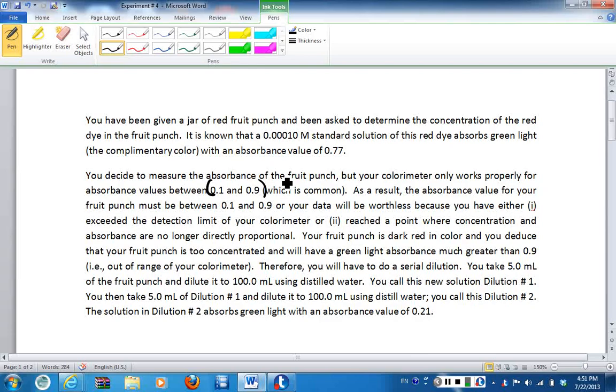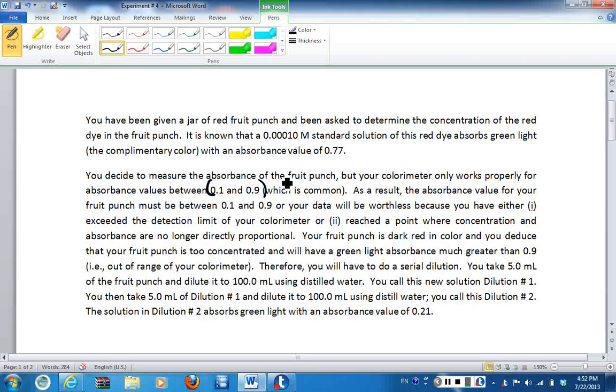In most instances, what you'll see is that your solution is going to be too concentrated. And that's exactly what's going to happen when you do experiment number 4 with the vitamin. You're going to make a vitamin solution, and it's going to be too concentrated, meaning you're going to test it in the colorimeter, and you're going to have an absorbance value higher than 0.9. So, as a result, you know that you can't use that number as a reliable data point. So, you have to do some dilutions.